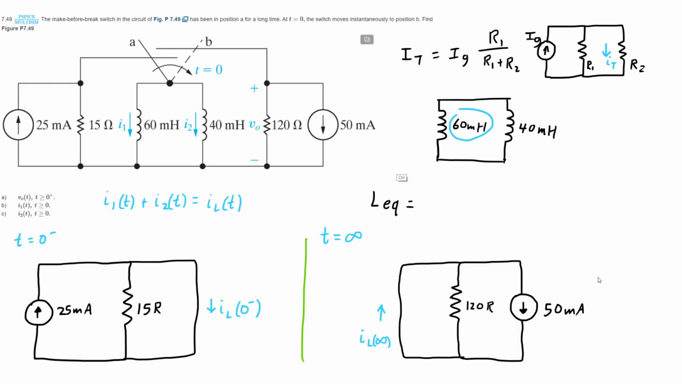So it's just like resistors. We're going to do 1 over 60 plus 1 over 40. I'm not worried about the order of magnitude because they are the same, so it'll wash out in the end. So 1 over 60 plus 1 over 40 is 24 millihenry.